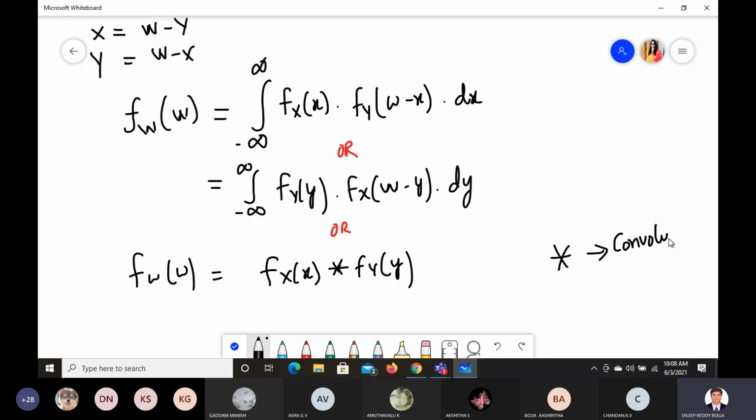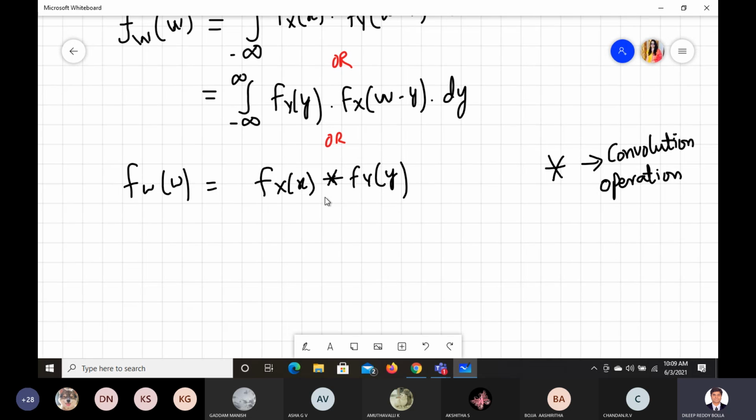Convolution operation. You might have seen this in your signals and systems, correct? So the convolution operator. What does this operator mean? What does it actually do? So what is the final summary of this? What is the PDF of two random variables if you are trying to find it?